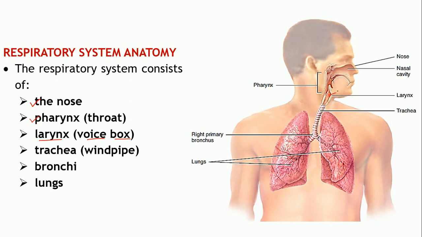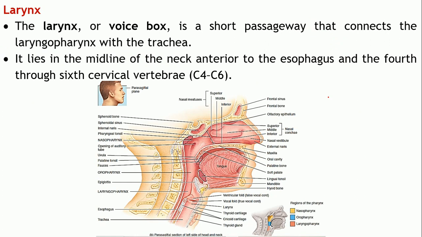Okay, so as we have seen, this is the nasal cavity or your nose, external as well as internal nose. Next part is the pharynx. From here the air will move into the larynx. So this particular part, larynx, is also known as voice box, as we have seen, because of the involvement in the voice production. Okay, so it's a short passageway which connects the laryngopharynx with the trachea, which is the next part of the respiratory system. Okay, so that's the beginning of your larynx.